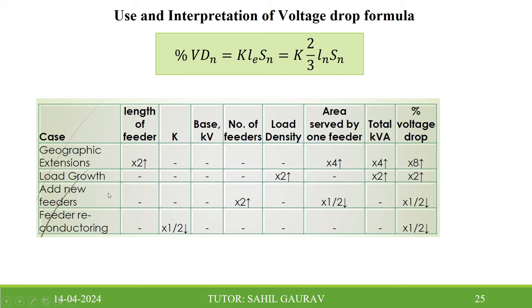Now if you are adding new feeders, that means the number of feeders is twice. If you have twice the number of feeders, then the area served by one feeder will get reduced to half. So Sn gets half. Accordingly, this percentage voltage drop will also get half. Now feeder reconducting means you are playing with this K. If K gets half, then this percentage voltage drop will also get half.